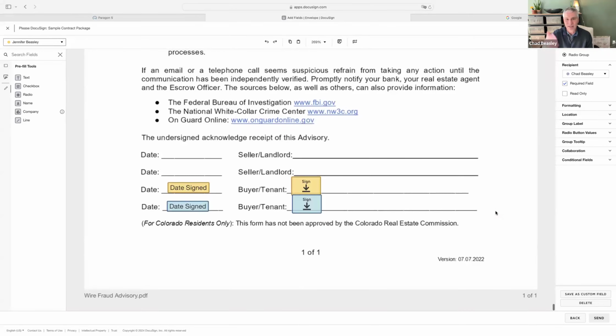So with DocuSign or any other electronic signatures, once you've placed all your fields and filled in all your information, then you send it and it shoots it over to them for them to click to sign everything.